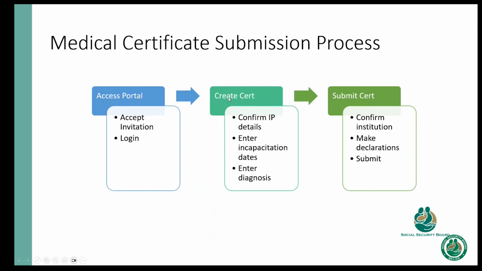And then we'll go through the steps to create that certificate. It's very simple. I'll show you how easy that is. You confirm the IP's details, you enter the incapacitation dates, you enter the diagnosis. You may have a primary and a secondary, or just one. And then you confirm some details on the certification and submit. So those are the steps we're going to be following today.